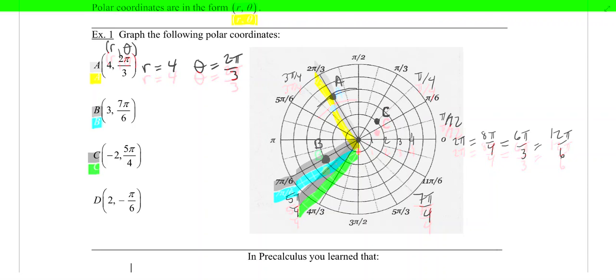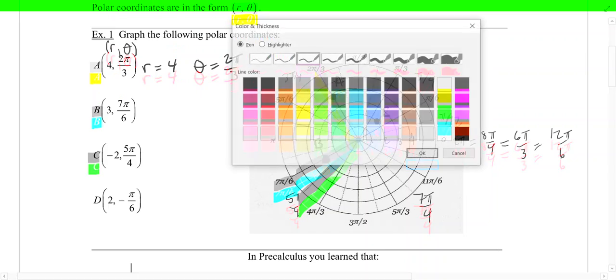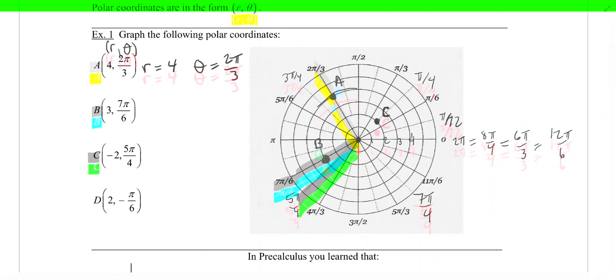And then our last point is, hang on, I need to change my palette. I got it fixed on the other one, but of course, I'm on a different one now. And for our last one, we're going to do point D, and it is a negative angle. For negative angles, it means that we go clockwise. So positive angles, let me just write this down.